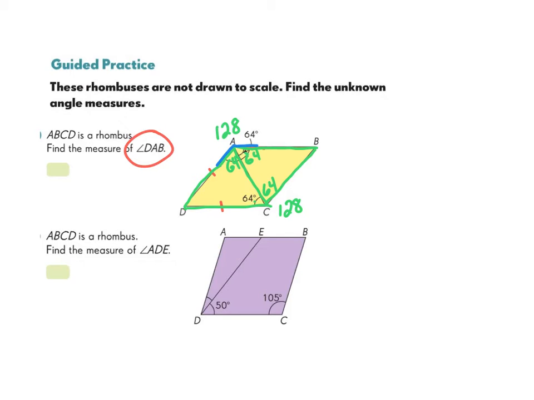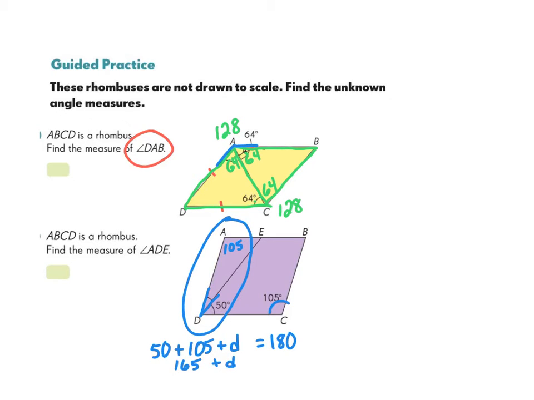And now the purple one, angle ADE is what we need. ADE, so that's this one. If this one's 105, then this is 105. And that means that this whole thing, they have to equal 180 degrees. So we could do 105 plus 50 plus D equals 180, which is, let's see, 165 plus D equals 180, and I can do the rest of that in my head. That's 15 degrees. So 15 degrees. And this is 128 degrees.